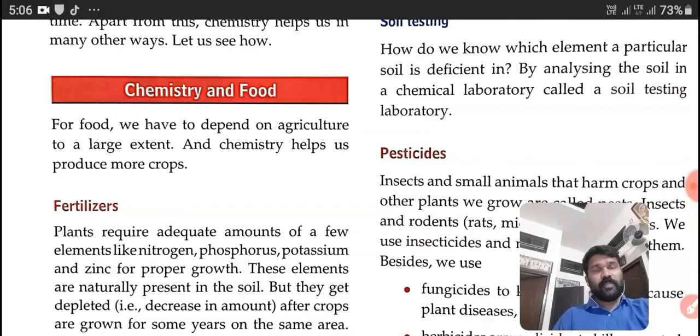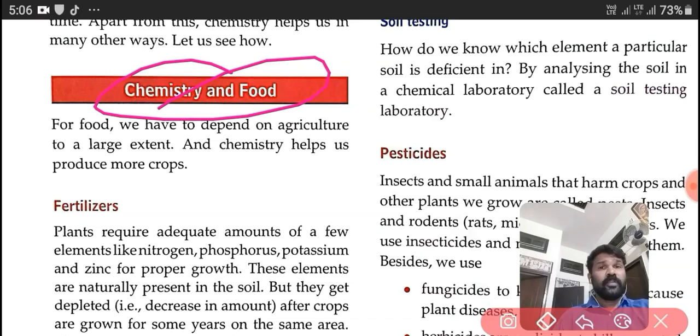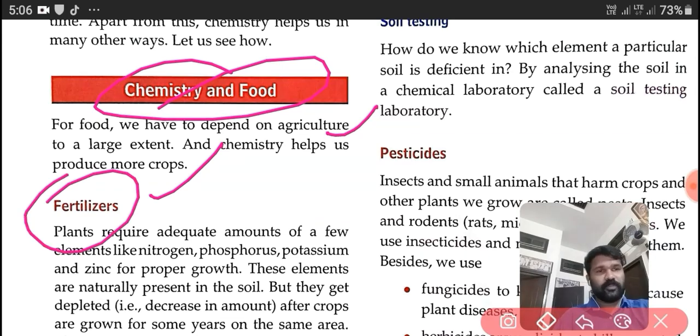First of all, chemistry and food. For food, we have to depend mainly on agriculture, and chemistry helps us produce more crops. How? By using fertilizers. What do you mean by fertilizers? We are going to discuss fertilizers now.